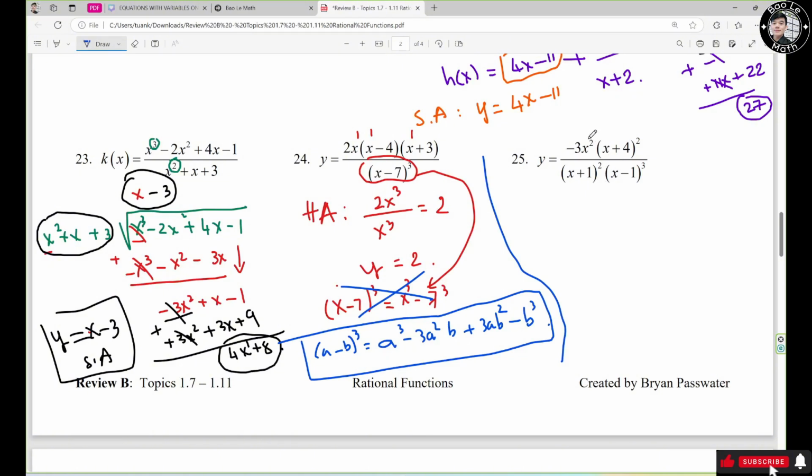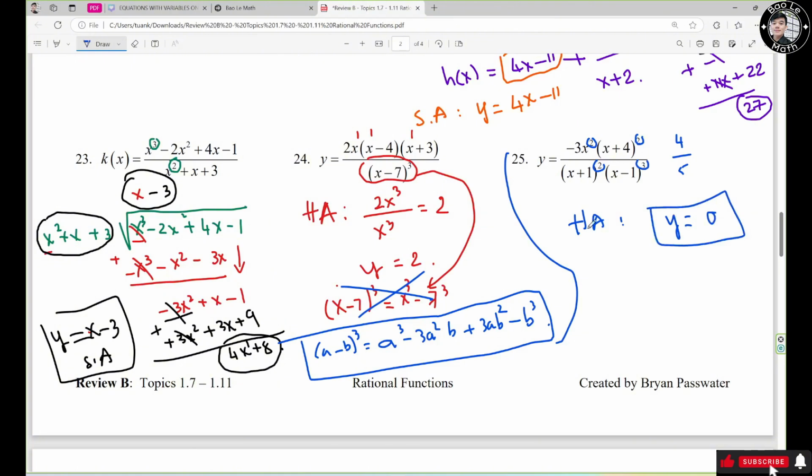Degree on the numerator is 2 right here and 2 right here, total 4, right? This guy 2 and this guy 3, so total 5. So the degree on the numerator is less than the degree on the denominator. We have the horizontal asymptote y equals 0, right?